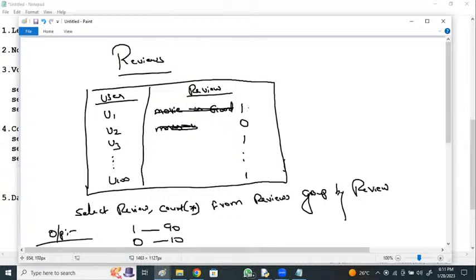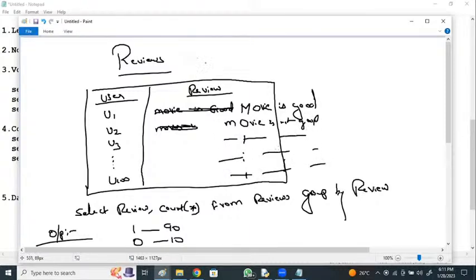But what if the reviews are not given in zeros and ones? They give the reviews in their own text format. First person saying movie is good, second person saying movie is not good. In this way, they are giving the review in their own text format.